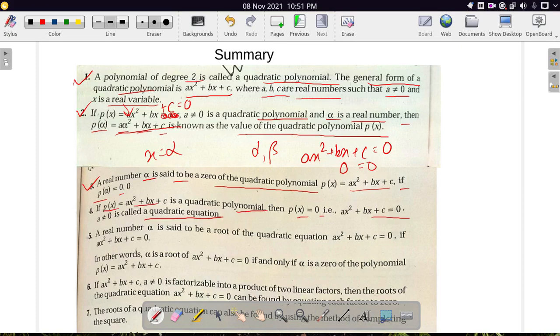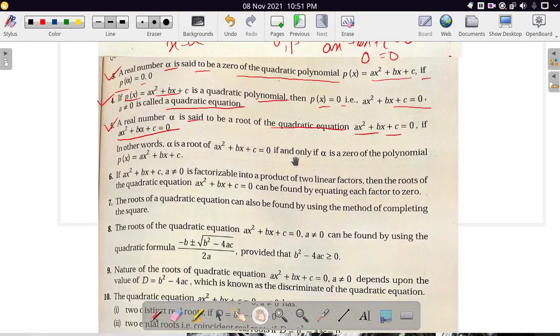We have discussed this. Number 5. A real number alpha is said to be a root of the quadratic equation ax square plus bx plus c is equal to 0 if a alpha square plus b alpha plus c is equal to 0. That's what we just did. In other words, alpha is a root of this equation if and only if alpha is a 0 of the polynomial. Okay.